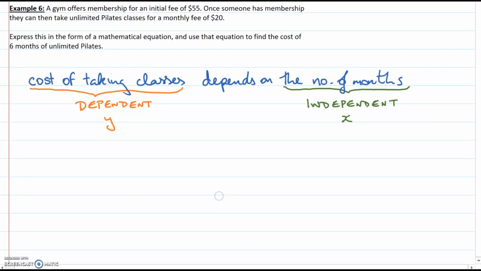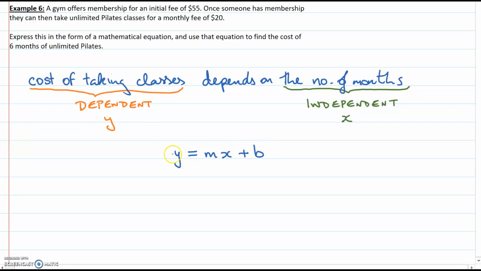Now we know from a long time ago that the most basic formula for the equation of a line, we've used y minus y1 equals m(x minus x1) recently. But when we go back to word problems, very often it's easier to go back to y equals mx plus b. Okay, y equals mx plus b. So what we have to figure out, we know that the y represents the cost of taking classes, x represents the number of months, but the two things that we have to actually replace in here are the m and the b.